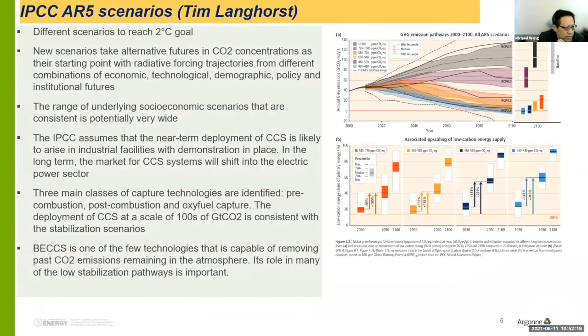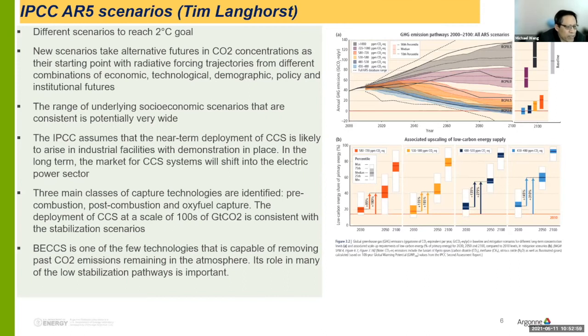So the first set of scenarios is the IPCC AR5 scenarios by Tim. These are the scenarios to reach the 2C degree goal. The new scenarios take alternative futures in CO2 concentrations as their starting point, with radiative forcing trajectories from different combinations of economic, technology, demographic, policy, and institutional features. The range of underlying socioeconomic scenarios that are consistent is potentially very wide.